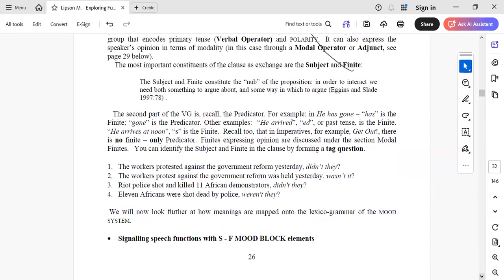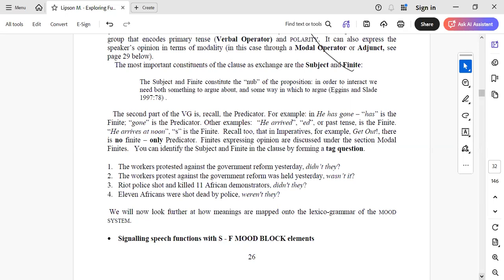The second part of the VG, recall, is the predicator. For example, he has gone: has is the finite, gone is the predicator. Another example: he arrived, or arrives at noon. Past tense is the finite, and in arrives, the s is the finite. Recall too that in imperatives, for example, get out, there is no finite, only predicator. Finites expressing opinion are discussed under the section modal finites. You can identify subject and finite in the clause by forming a tag question.